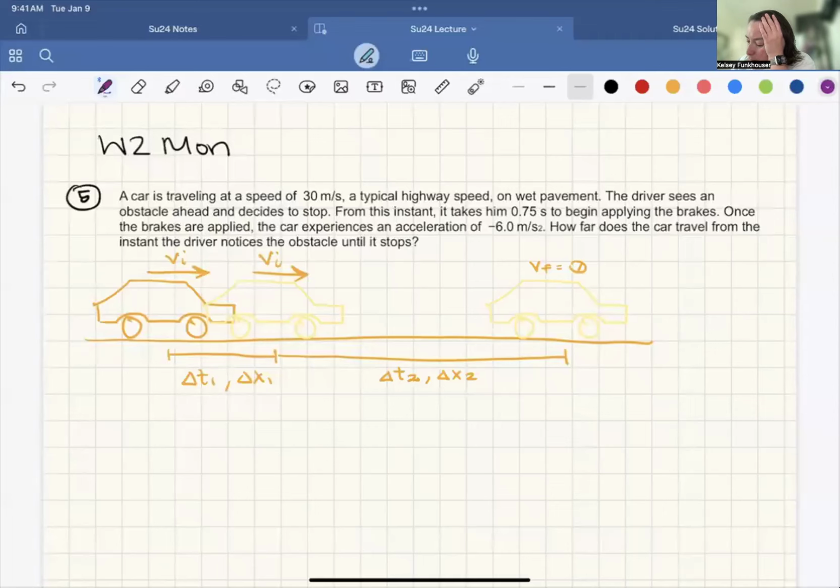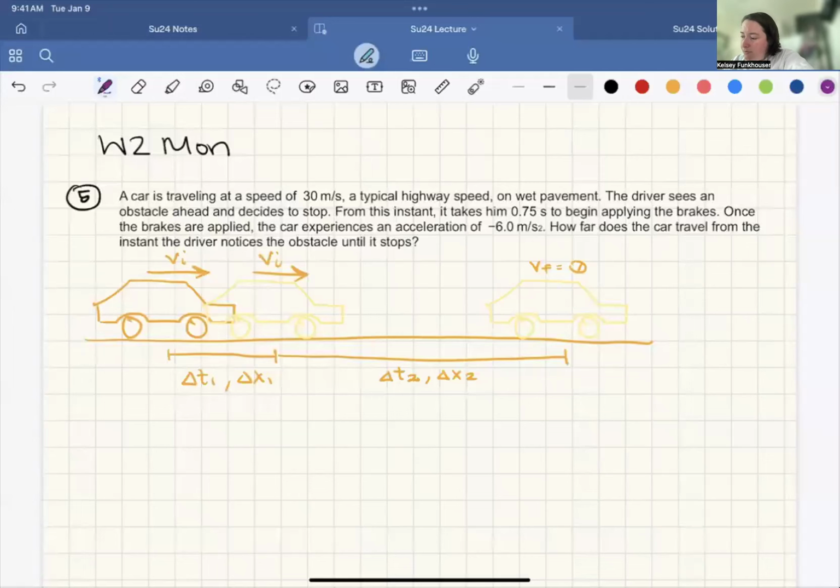Okay, so let's take a look at this with the picture I have here. In orange, this initial car is at the beginning, that moment when the driver notices an obstacle. And then a little bit later, we have this yellow version of the car to indicate that it's a little bit later in time. They're still moving at this initial velocity, but some time interval has passed. The 0.75 seconds has passed, and he did travel some distance in that time, but that's when he starts the brake. And then we have the second part, which is going from the initial velocity to 0. And that is another time interval and another displacement.